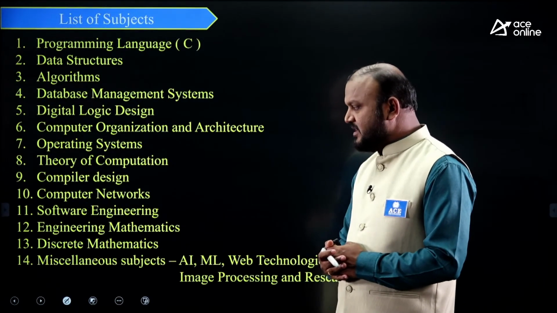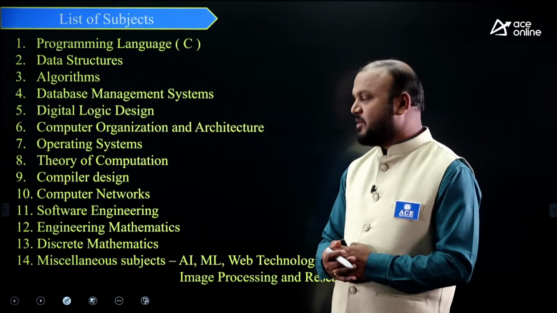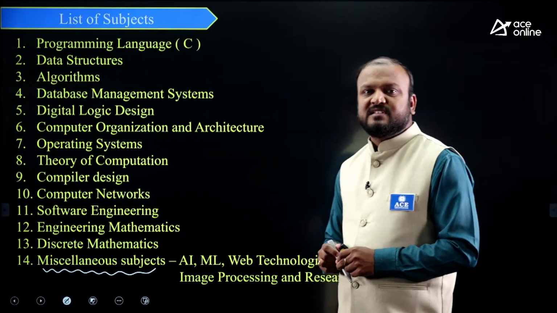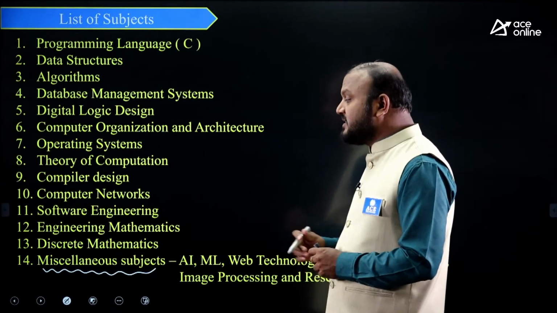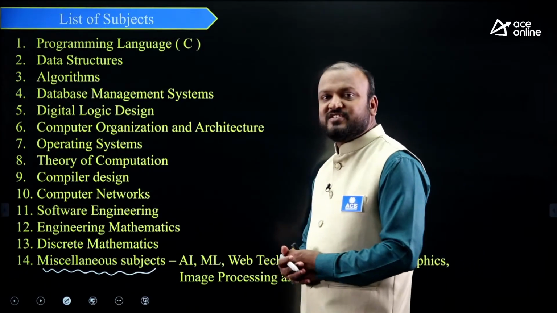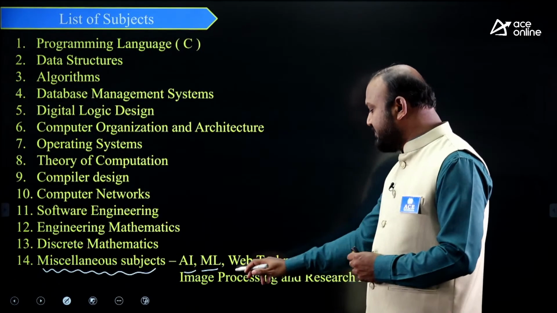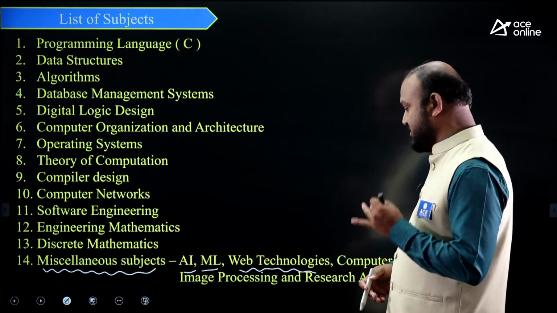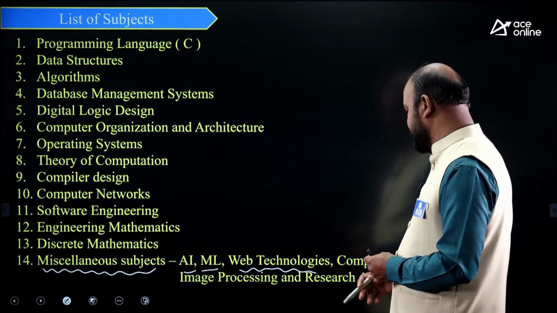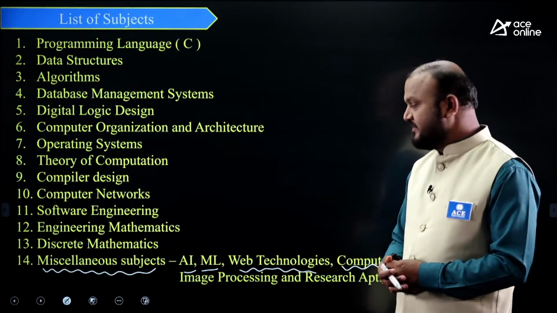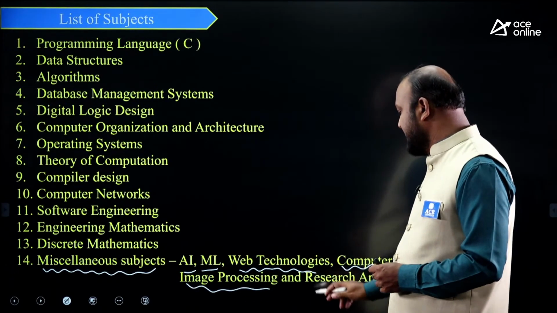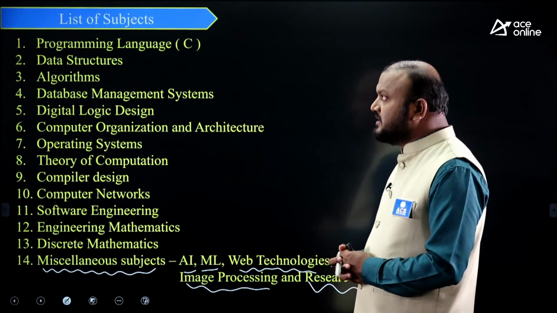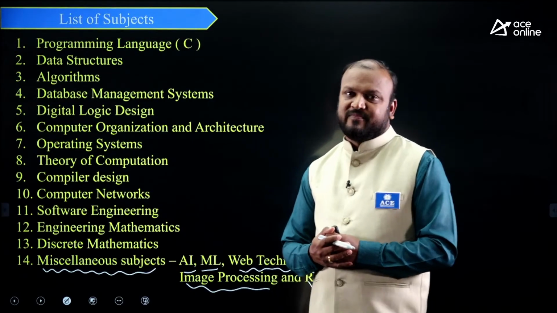Apart from these subjects, it also has some miscellaneous subjects. The weightage from these miscellaneous subjects is very small, right? But what are the miscellaneous subjects? Artificial intelligence, machine learning, web technologies, like how web pages are created, HTML, CSS, JavaScript, questions related to those concepts were asked, computer graphics, image processing, and research aptitude. These are the topics in the ISRO syllabus.